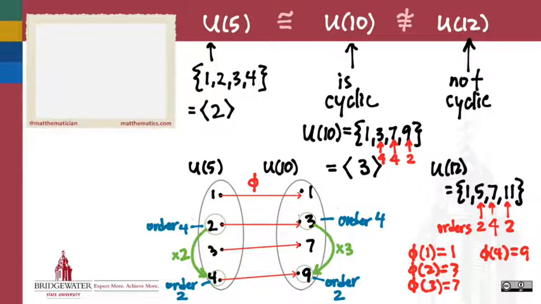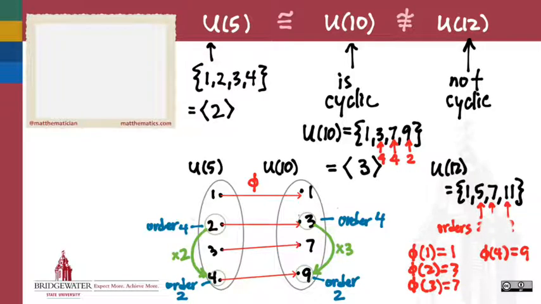Which wasn't diagnostic for U5, U10, and U12, because all of those groups have order 4. And so finding a difference in the orders of those groups wasn't enough to tell which one was not isomorphic to the others. But looking at the orders of elements, or looking at the cyclic property, for example, of U10 versus U12, which is really kind of the same thing as looking at the orders in a way, that was a way to find a difference.